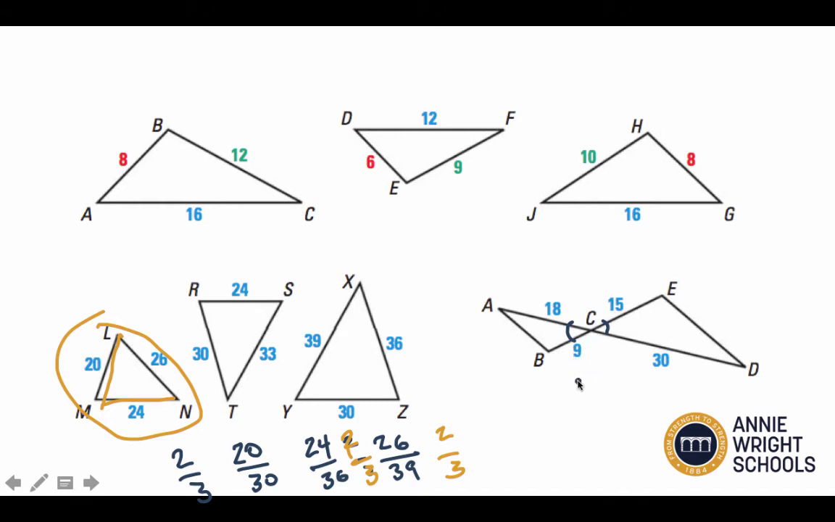And then last but not least, we know vertical angles are congruent. 9 is to 15. What 18 is to 30. Divide by 3, and I get 3 is to 5. Divide by 6, what 3 is to 5. So yes, these are similar.